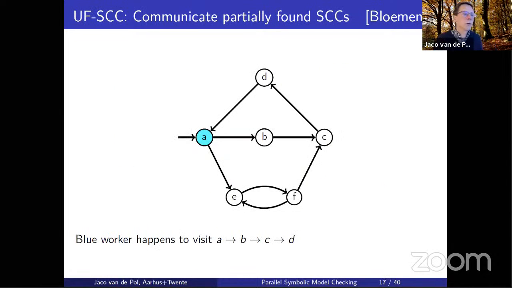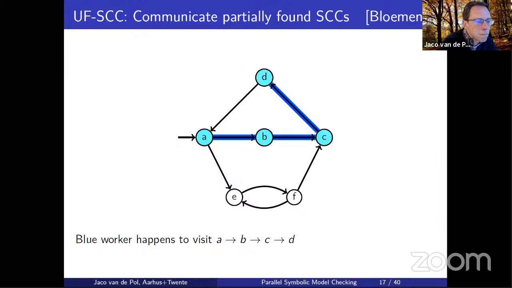So how does this then work? I will explain it by example. So assume this is the input graph, and we would like to find the SCCs of this graph. And again, we assume that we have two workers. This would also work with multiple workers, but we do it with two here. And we have a blue worker that starts visiting from A, the initial state. It visits B, and then C, and then D.